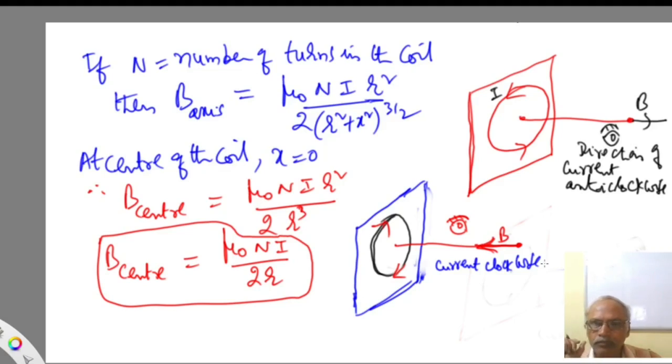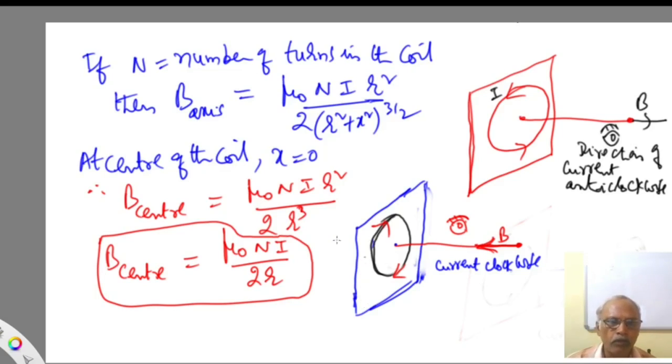In the first figure, right hand palm, it's going towards the right side, and the thumb and magnetic field are towards the right side. In the second figure, fold your right hand palm in the clockwise direction, then the thumb will go to the left side. And with the help of the direction of current, you can tell the direction of the magnetic field.